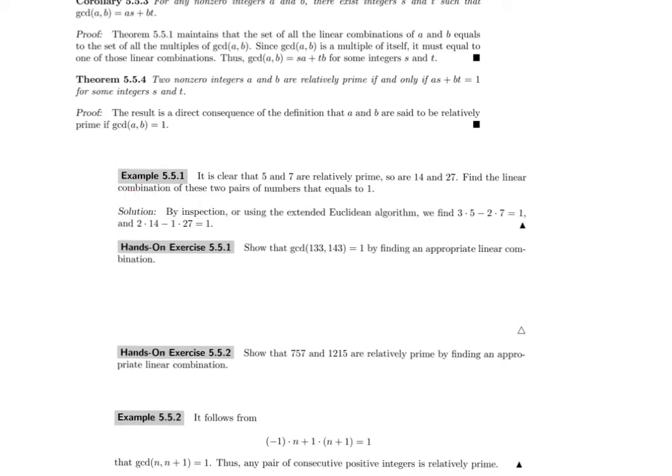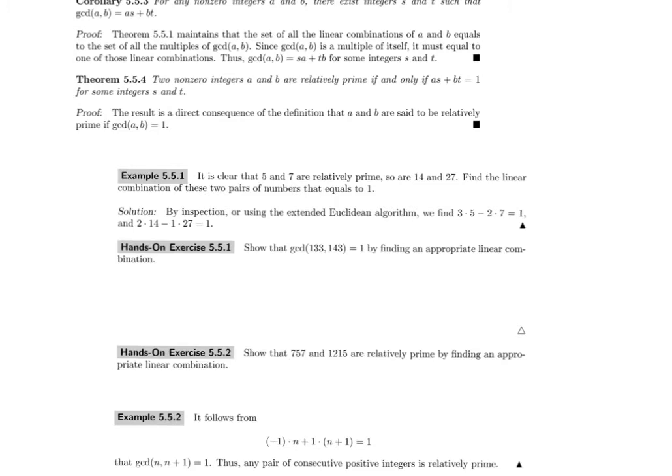Finding the linear combination of each of these pairs of numbers to get 1, you can either use the Euclidean algorithm like we have done, or you can just kind of guess and check. Playing around with 5 and 7, you can guess and check that 3 times 5 minus 2 times 7 will give you 1. Similarly with 14 and 27, you don't have to use the Euclidean algorithm. You can just play around with numbers and you get that 2 times 14 minus 1 times 27 is equal to 1.